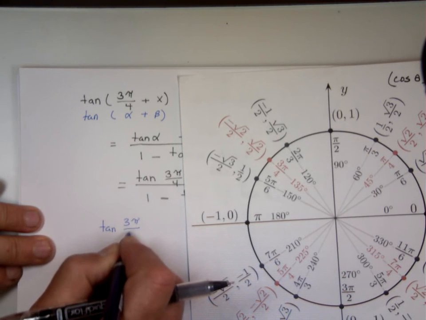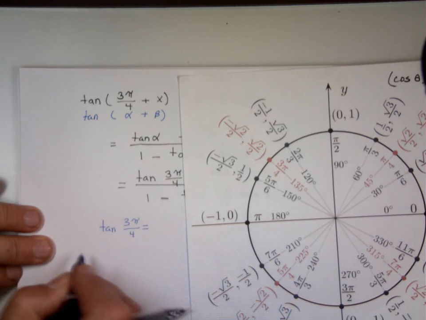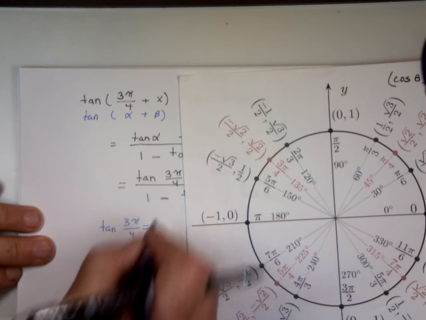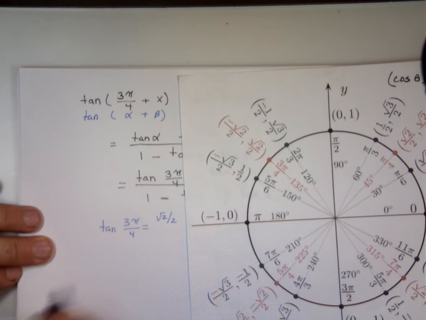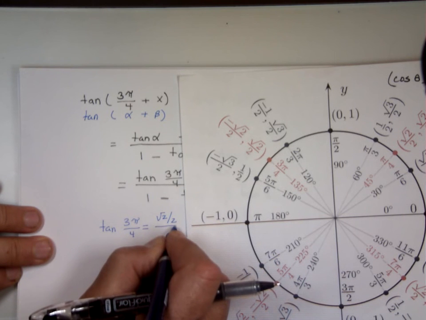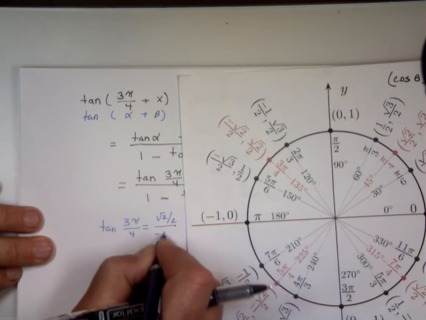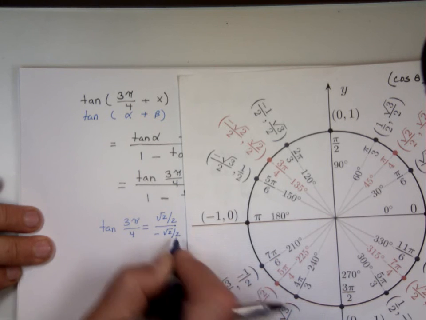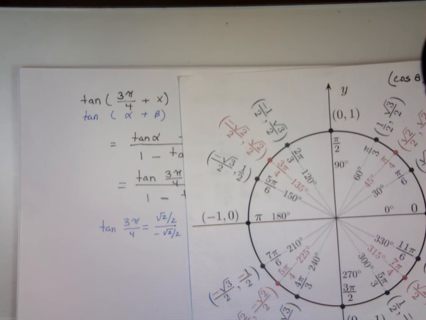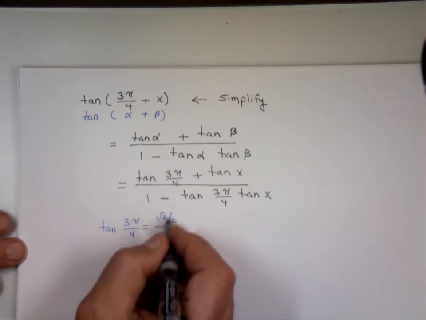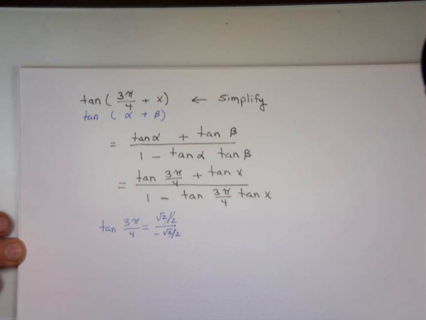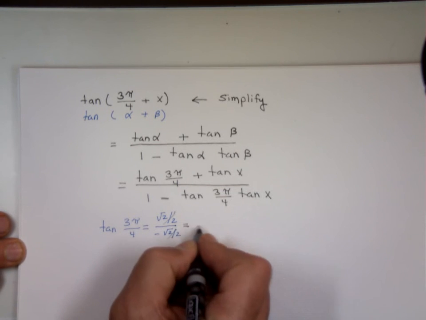It's the sine over the cosine. What's the sine? Square root of 2 over 2. The second number is the sine. What's the cosine? Negative. So what's your answer? Don't these guys cancel each other out? It's the same number. So you end up with what? Negative 1.